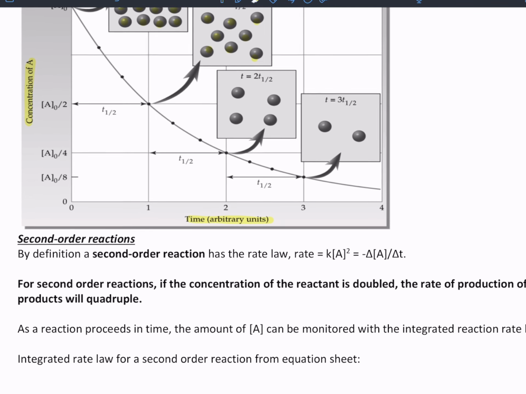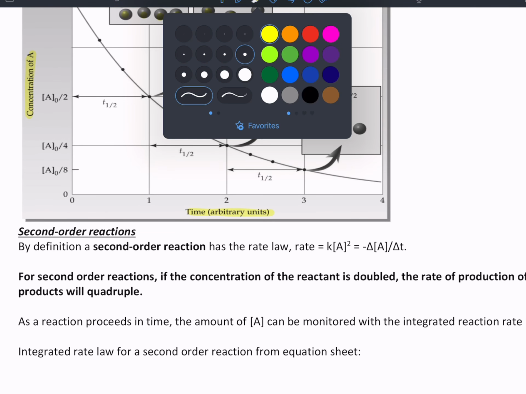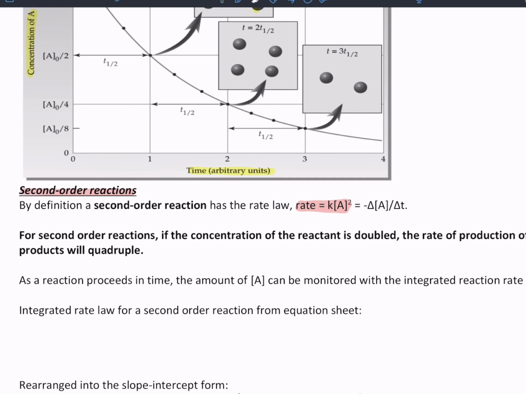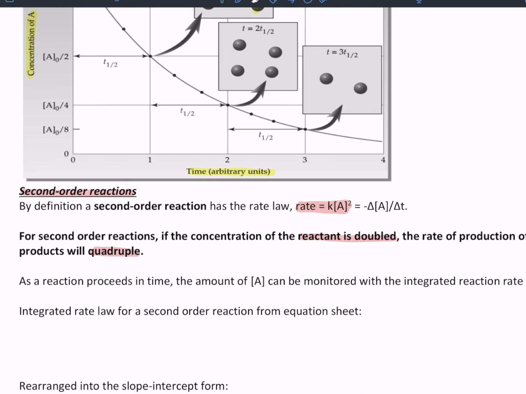Okay. If we're looking at our second order reactions, I'm going to change colors here. Second order reactions, we're going to have rate equals k times the concentration of A squared. Here we're going to see, just like we did with method of initial rates, that if we double our reactant concentration, this is going to quadruple our rate.